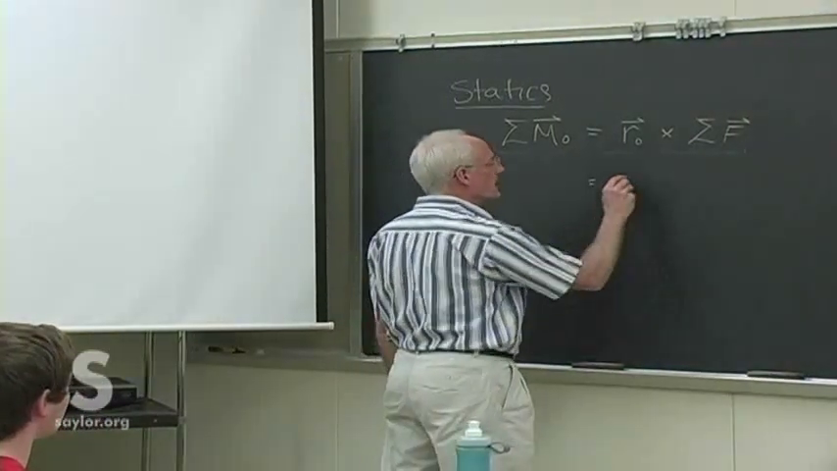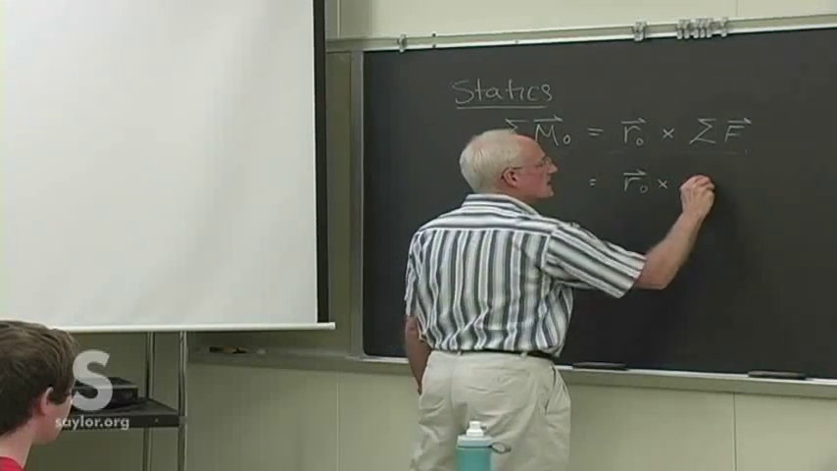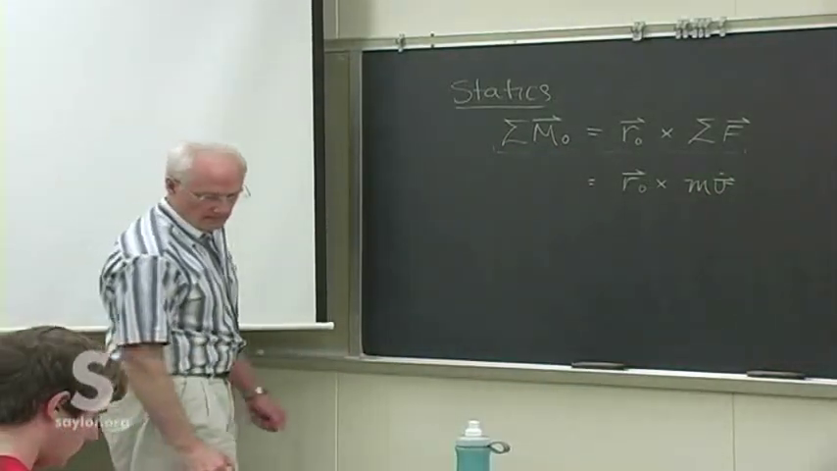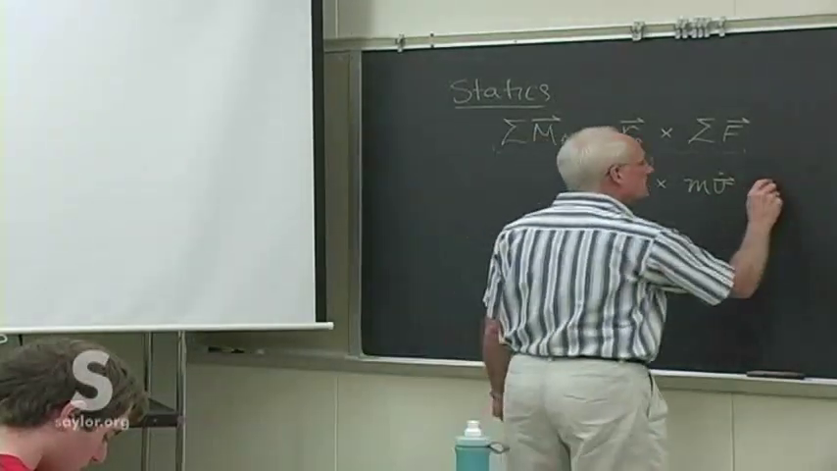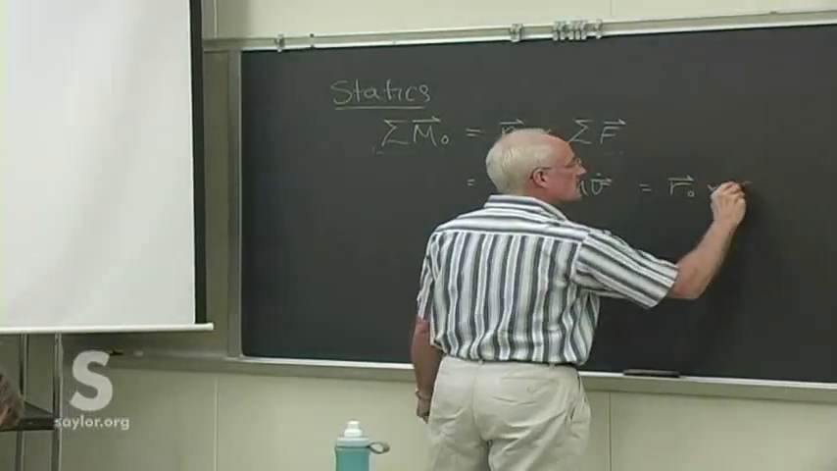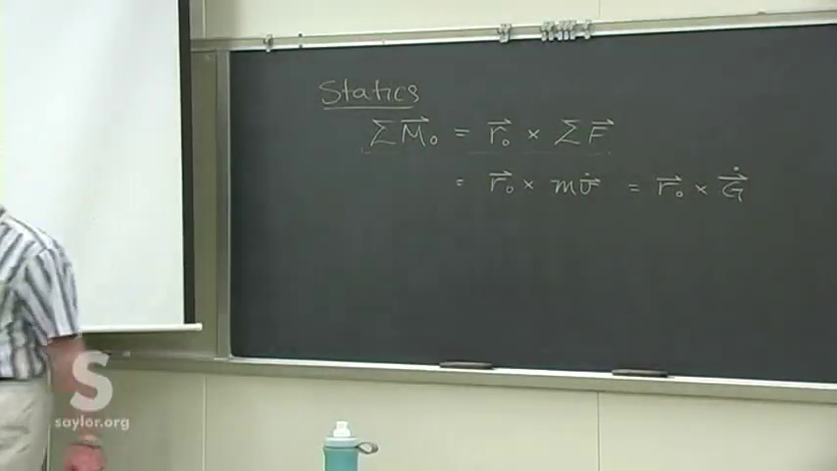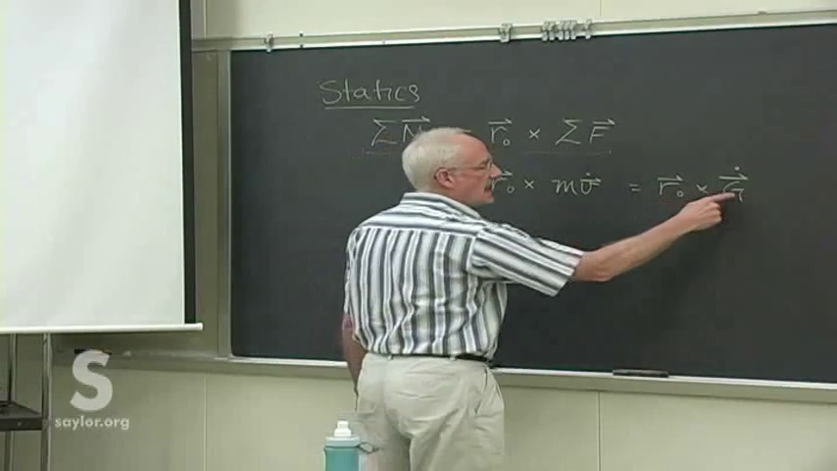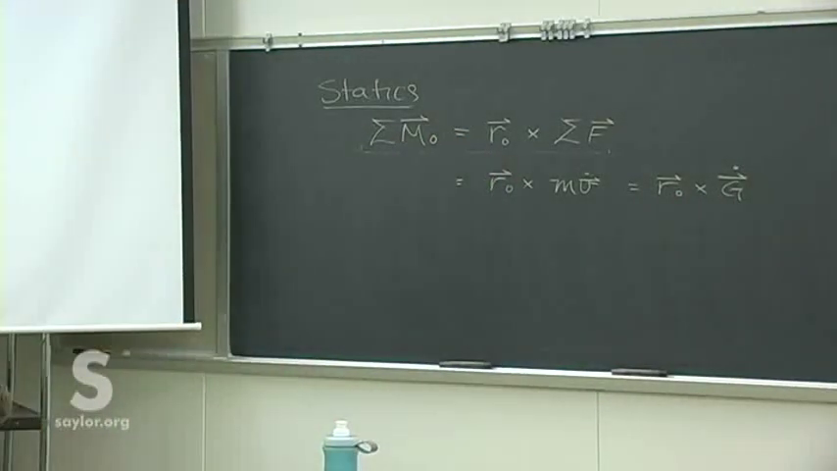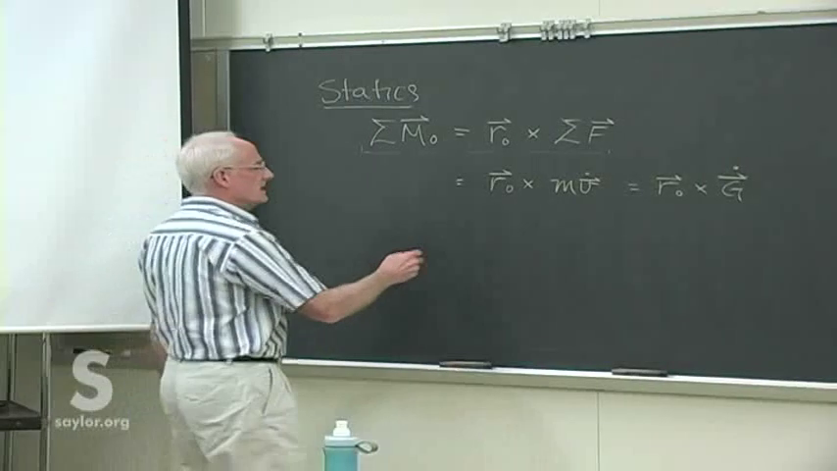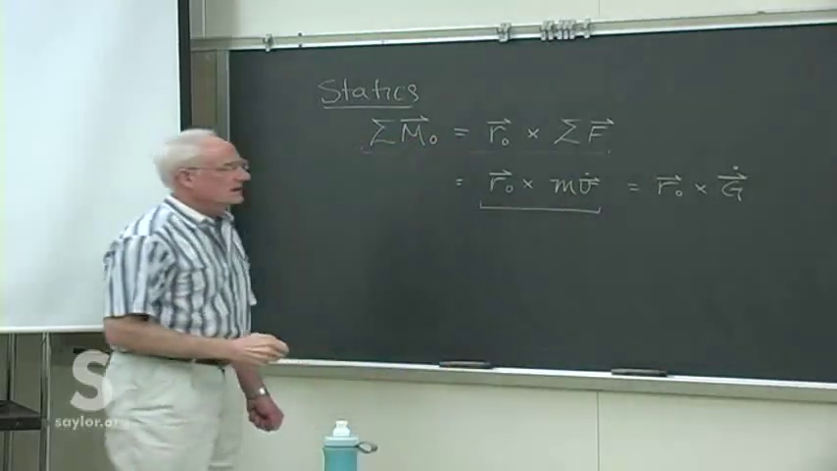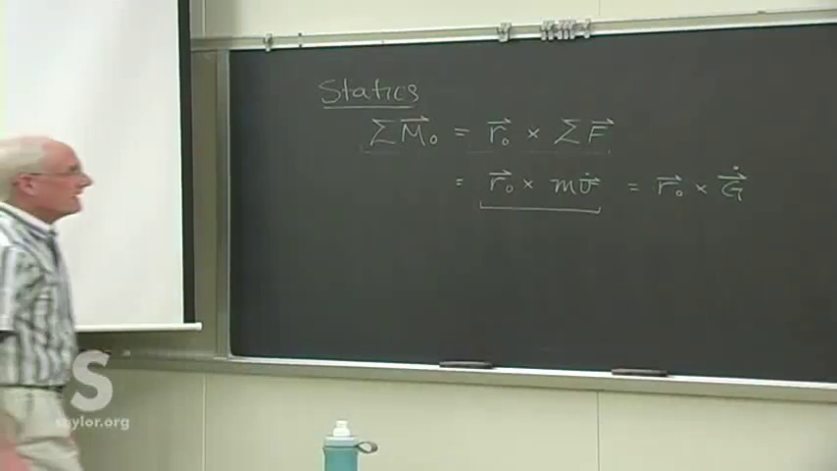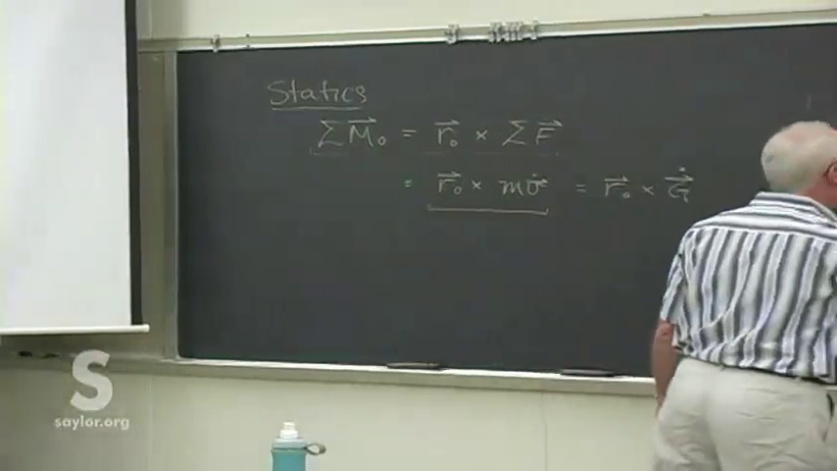All right, we're going to do a little bit more with it now. Let's see, R0 cross m v dot, because the sum of the forces is MA, of course. This could also be written, if we wished, as R0 cross G dot, the time rate of change of the linear momentum. So this is, in a way, the rate at which the linear momentum is changing as the object goes past some other point. If it's going towards the point, then the cross product diminishes. It is mostly taking into account how fast that object might be going past some often arbitrary point O.